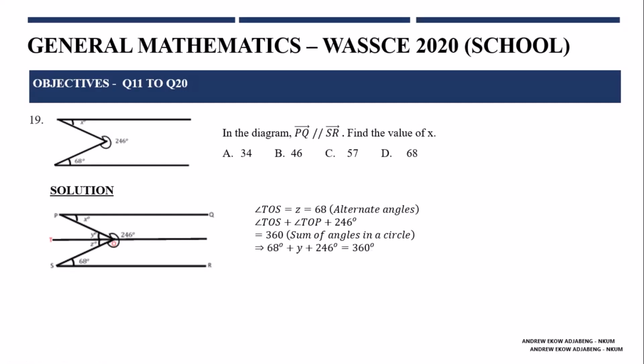Means we have 68 degrees plus Y plus 246 degrees, which is equal to 360 degrees. This will result in solving for Y. We have 360 minus 246 minus 68. And that gives us 360 minus 314 degrees. It means our value Y is 46 degrees. So here, the possible answer B is the right solution.